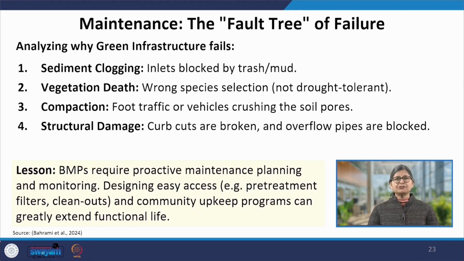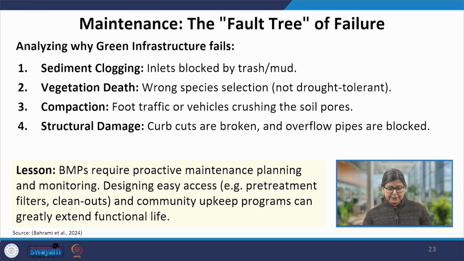Maintenance, the fault tree of failure. Analyzing why green infrastructure fails. Sediment clogging, inlets blocked by trash or mud, vegetation death, wrong species selection, maybe not drought tolerant, compaction, foot traffic or vehicles crushing the soil pores. In the parking areas, we have to consider that. Structural damage, curb cuts are broken and overflow pipes are blocked. These can really bring damage to the entire system.